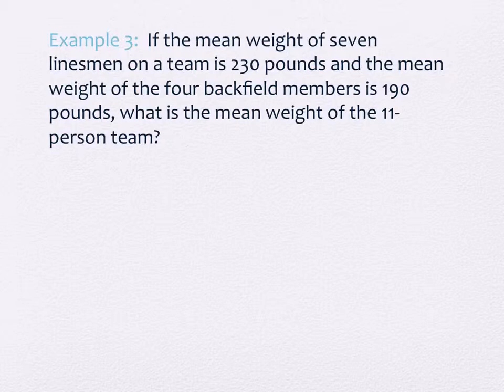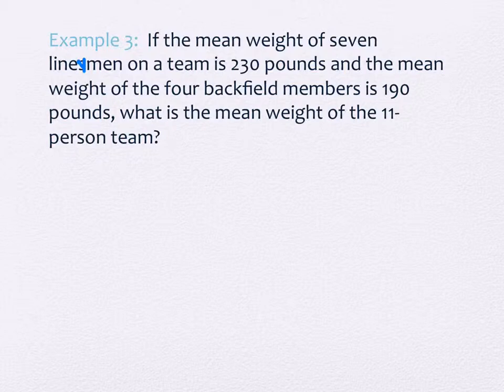If the mean weight of 7 linemen on the team, those are the big guys, right? Is that right? Linemen. Oh, well, no wonder it didn't like linesmen. That's a typo. We'll fix that for next time. Evidently, my finger wanted to put an extra S in there somewhere. The mean weight of the linemen on a team is 230 pounds. And the mean weight of the 4 backfield members, is that right? Okay, that's actually straight out of the book, so unless I typoed it, it's at least not my fault. It's fine. We'll call them backfield members. It's 190 pounds. What is the mean weight of the 11-person team?